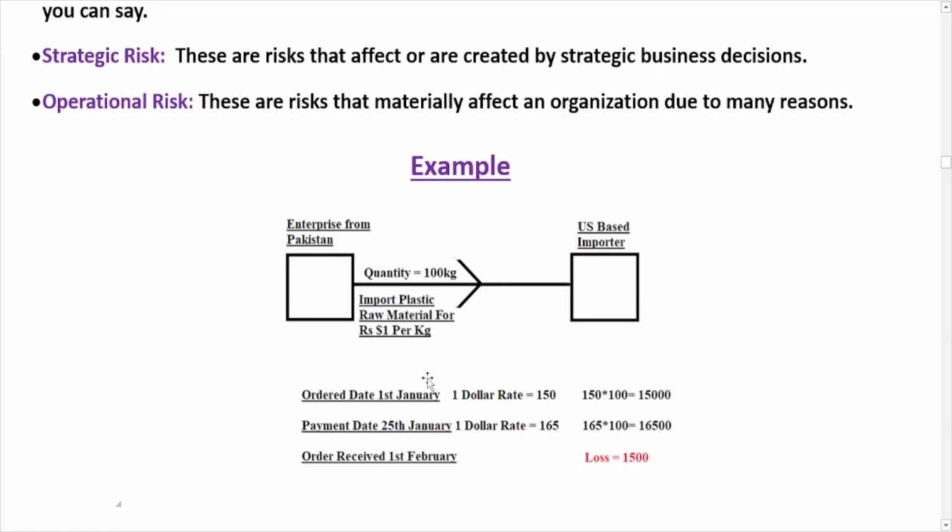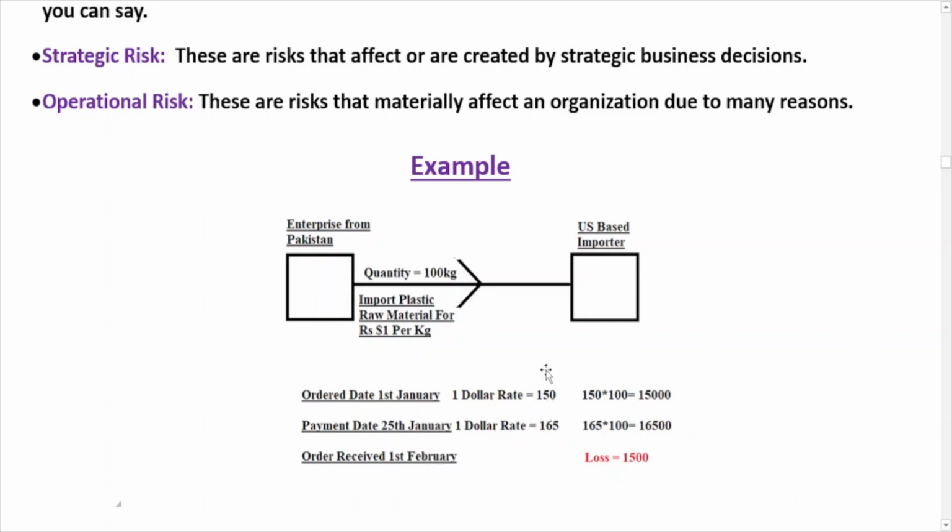Now, the most important part. Let's say the Pakistani enterprise ordered the raw material on 1st of January, and the rate of $1 is PKR 150. The material arrived on 1st of February. Basically, we have to make payment to the US-based importer on 25th of January. As you can see, the payment date is 25th of January, and the rate of the dollar on 25th of January is 165. So that means on the date of order, the rate of the dollar is 150, as you can see.